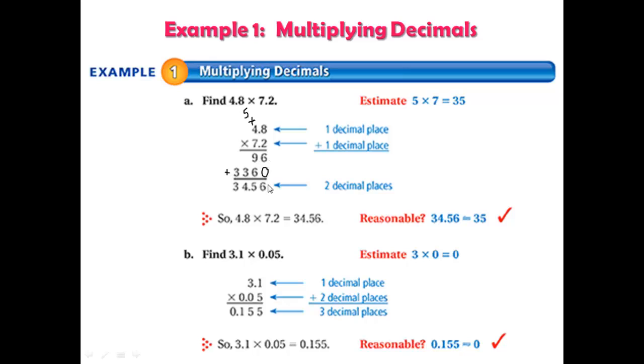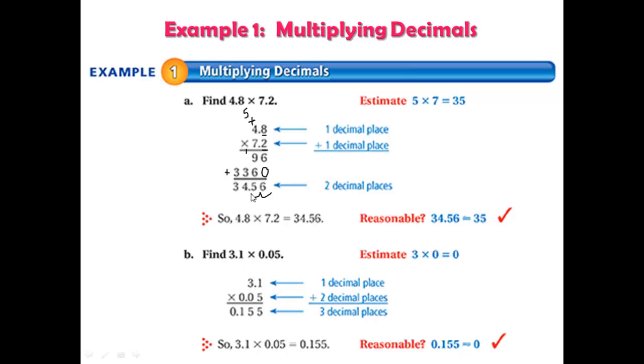6 plus 0 is 6. 9 plus 6 is 15, so write our 5 and carry our 1. 1 plus 3 is 4, and 3 plus nothing is 3. Now we need to figure out our decimal. We have one digit after the decimal in our first number, and 1 digit after the decimal in our second number. So 1 plus 1 is 2, so we're going to move it over from the end 2 places. So that gives us 34 and 56 hundredths.